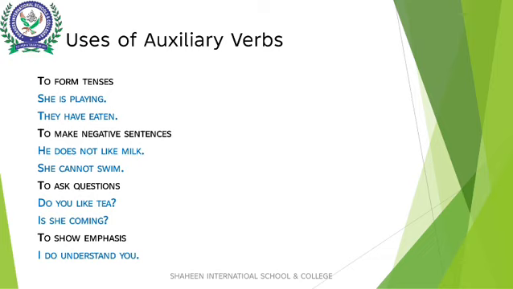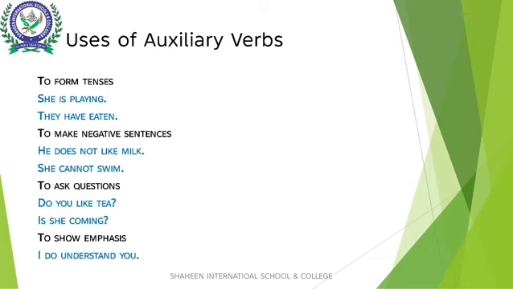Some of the uses of auxiliary verbs are: first, to form tenses. These auxiliary verbs help to show which tense the sentence is in. For example, she is playing. Here is shows that this sentence is in present continuous tense. They have eaten. Here, eaten is the main verb. Have is the auxiliary verb, which shows that this sentence is in perfect tense.